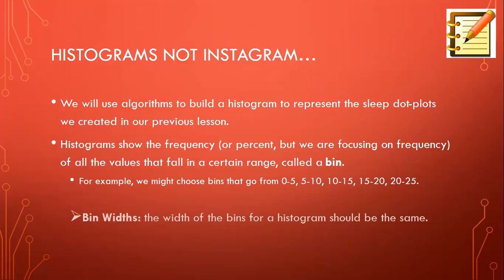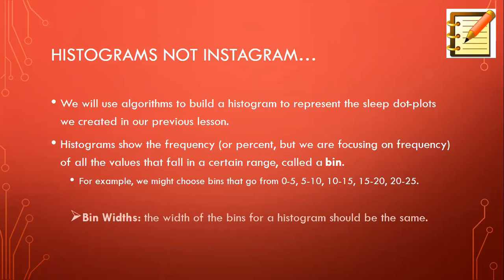Now a histogram shows the frequency or percent, but we're focusing on frequency, okay? A histogram shows the frequency of all the values that fall in a certain range called a bin. For example, we might choose bins that go from 0 to 5, 5 to 10, 10 to 15, 15 to 20, 20 to 25.